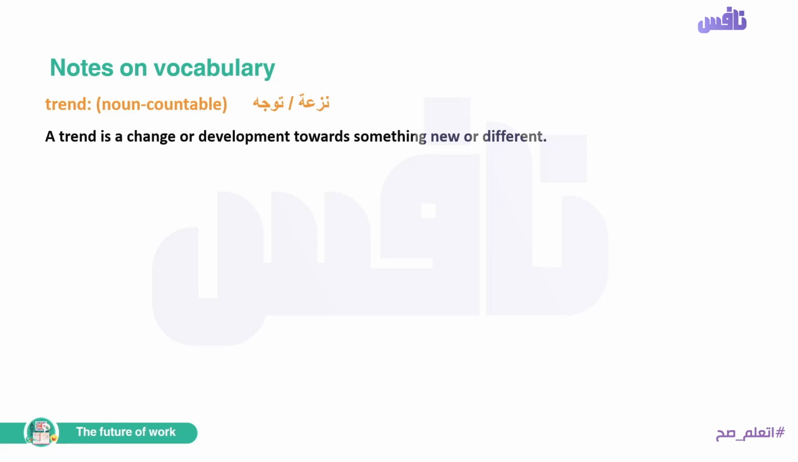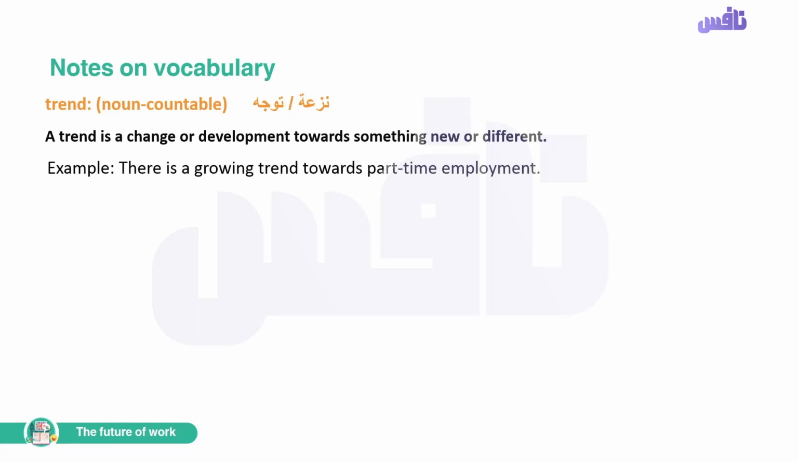بيقول لنا a trend is a change or development towards something new or different. طيب تغير نحو شيء ما جديد أو مختلف. بيقول لنا في الexample there is a growing trend towards part-time employment. في توجه نحو ايه؟ نحو part-time employment اللي هو العمل كجزء من الوقت أو العمل اللي هو دوام غير كامل يعني.